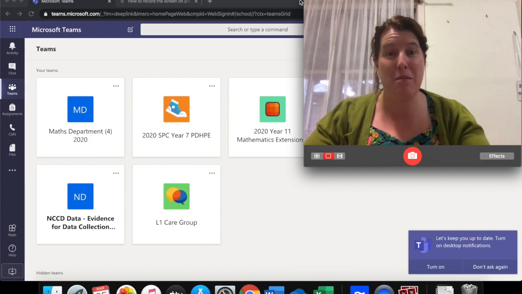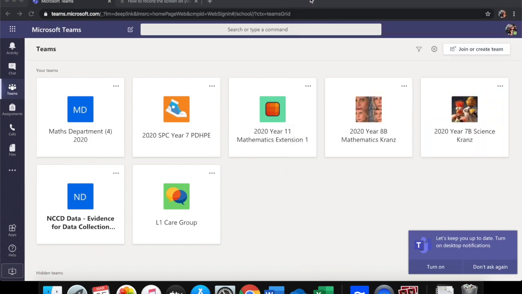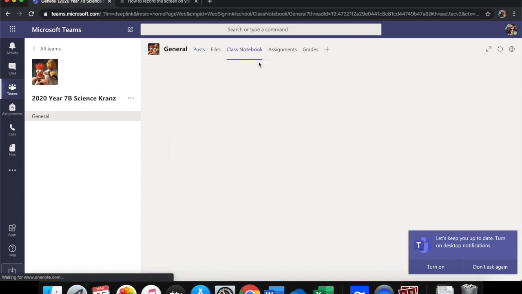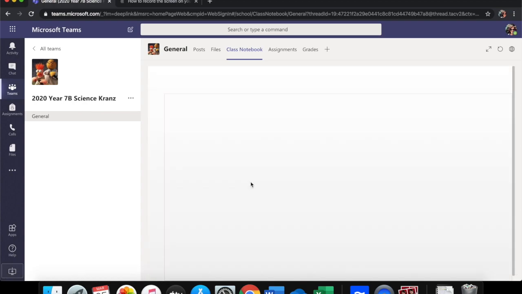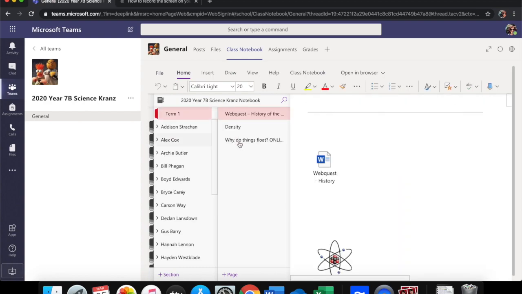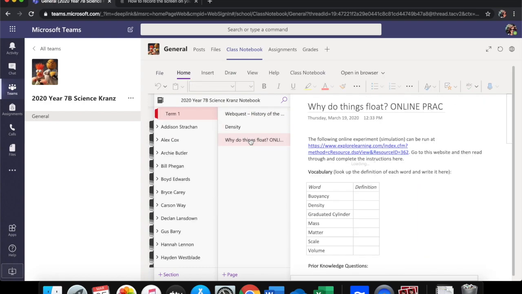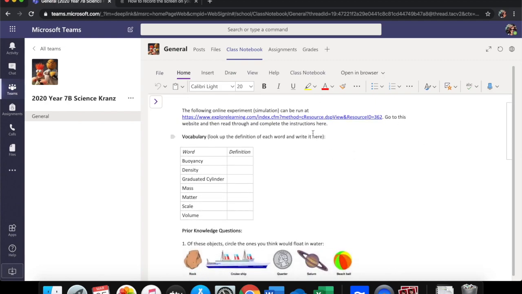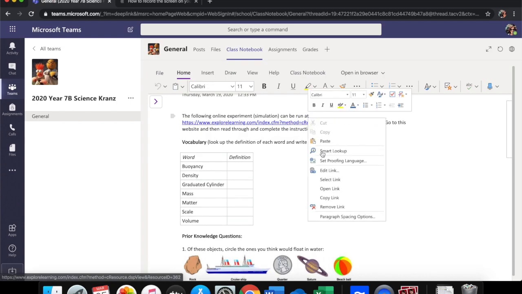So let's get away from my amazing face and have a look at Year 7B Science Crayons. Okay, we're in class notebook. Once it loads, I do not want desktop notifications. Once it loads, I'm going to go to content library. You would go to your name, Term 1, and we're on why do things float? So we're running this whole thing at this website.